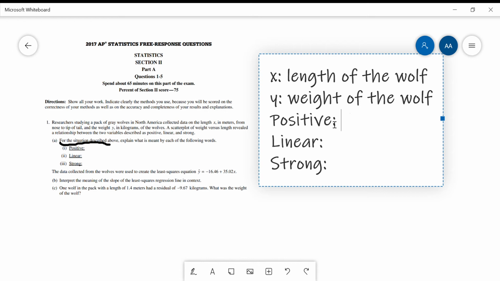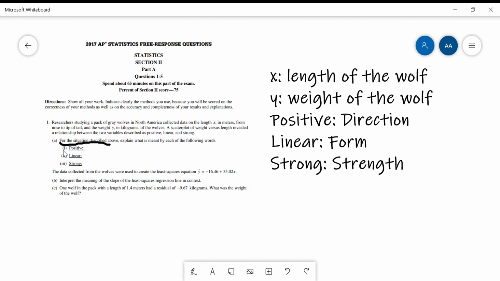So positive, for starters, is the direction of the scatter plot. When it's linear, it's going to be the form, the shape that it takes, basically. And strong is going to be a description of strength. How strong is this graph? How close are the points of the scatter plot to the linear regression line? So identifying those can help you answer part A, parts 1, 2, 3.